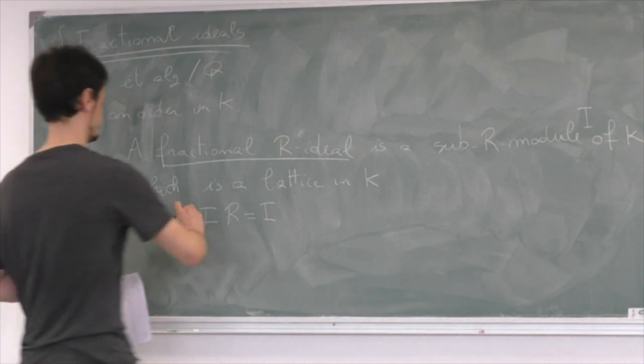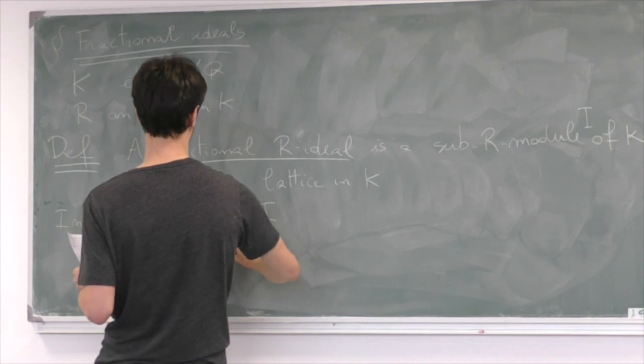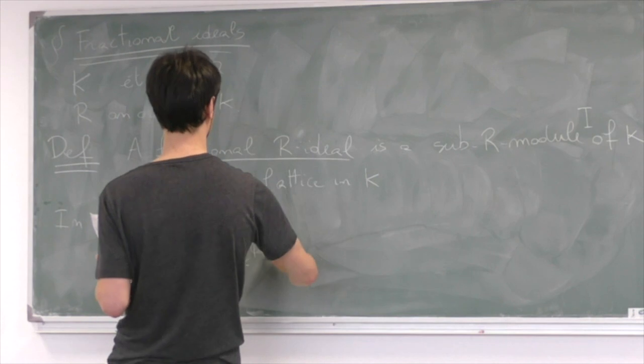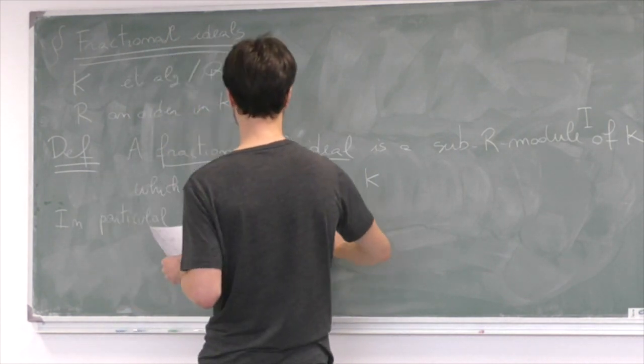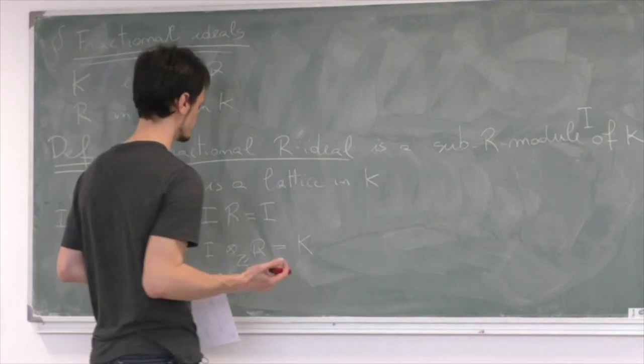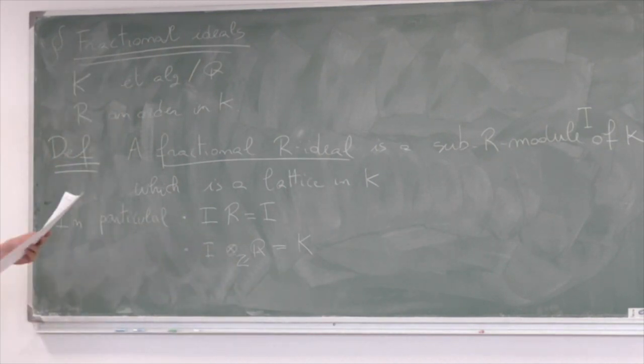And second, we have that I, when we change the coefficients from integers to Q, we get the whole algebra K. So when we extend the base of this free finitely generated abelian group, we get the whole algebra K again.